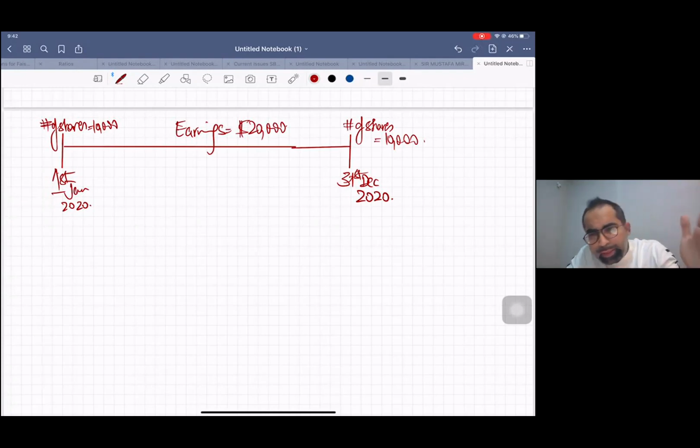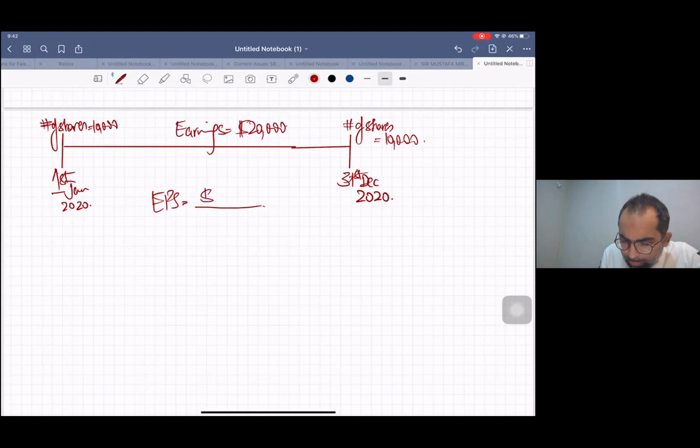So as a first question, we are not changing the number of shares. Let us say at the beginning of the year, the shares are 10,000. At the end of the year, the shares are 10,000. No change in the shares. And you have earnings of 20,000. So let's calculate the EPS. What's the formula of EPS? Earnings divided by number of shares. So earnings is 20,000 and the number of shares is 10,000 shares. So very simple. The answer is $2 per share.